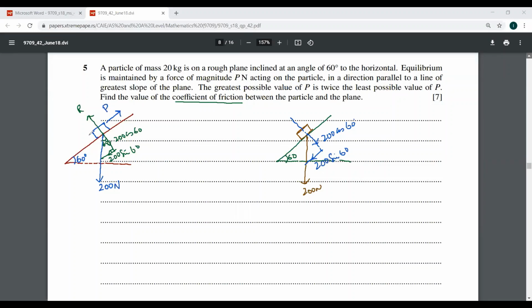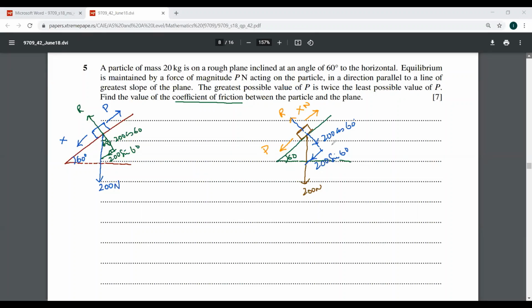Then I'm going to assume that the frictional force is acting downwards here. The X is my frictional force, okay? And in the second situation, I am going to assume that this force P is acting downwards, okay? And the frictional force is acting upwards over here, okay? And this is my R over here.